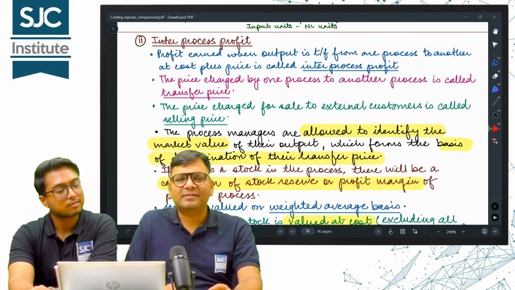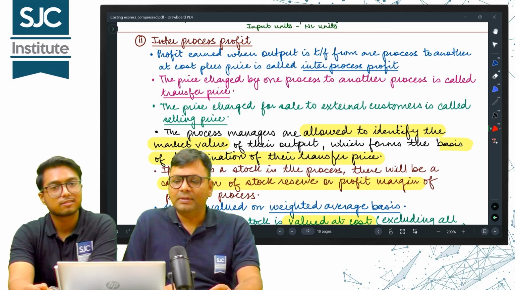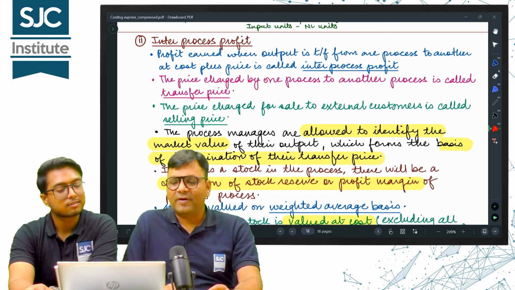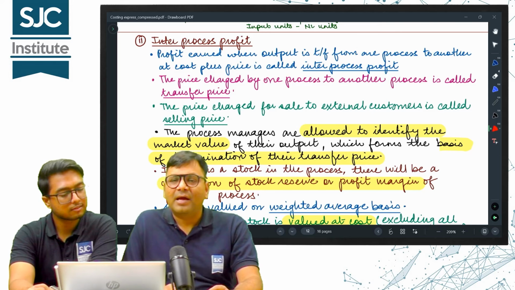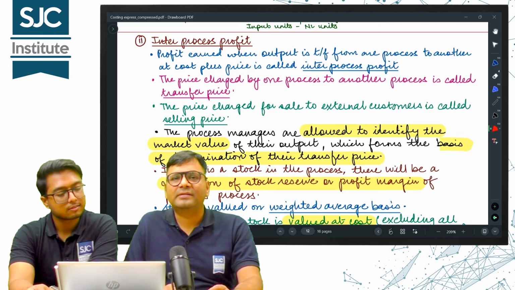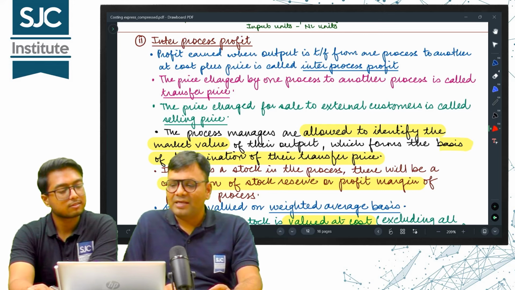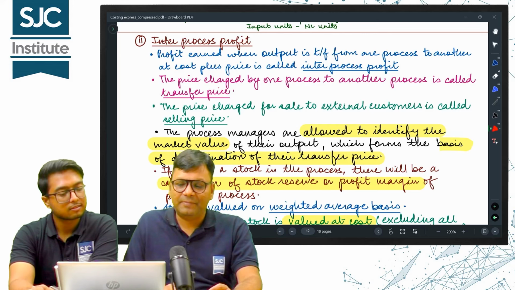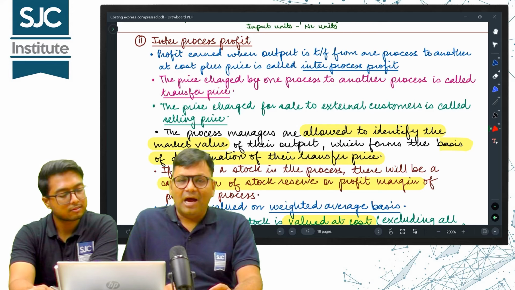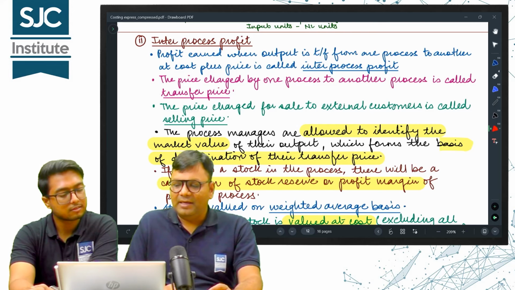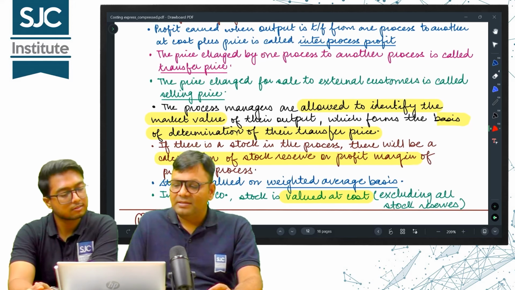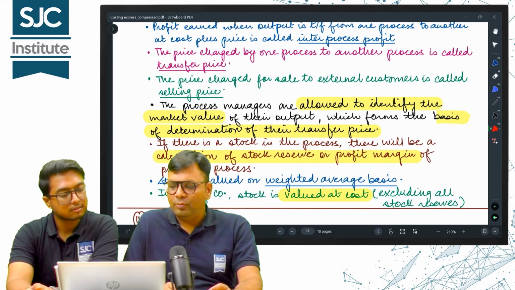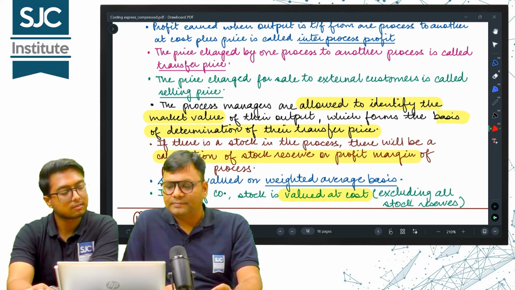Inter-process profits. We are just discussing its key points which will help you to solve the sums. What is inter-process profit? Profit earned when output is transferred from one process to another at above cost price is called inter-process profit. The price charged by one process to another process is called transfer price. Normally, when a process is selling to an external customer, the price is called selling price. But when it is charging to another process, the price is called transfer price. The process managers are allowed to identify the market value of their output, which forms the basis of determination of their selling price or transfer price.